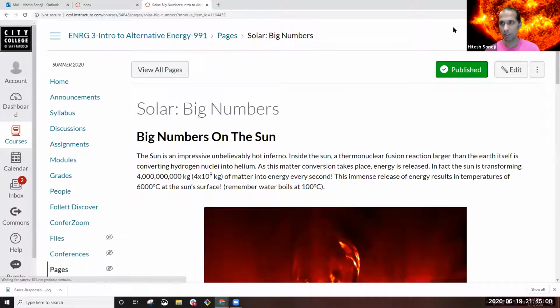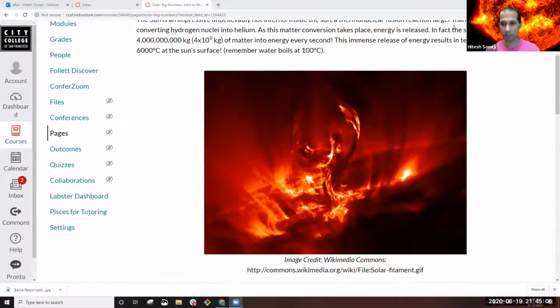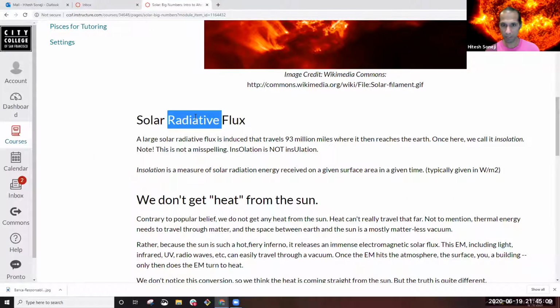So, big numbers. The sun, it's far away, it's massive, and a lot of crazy stuff happens in it. Make sure you read through it. Talk a little bit about radiative flux, irradiation, insolation.